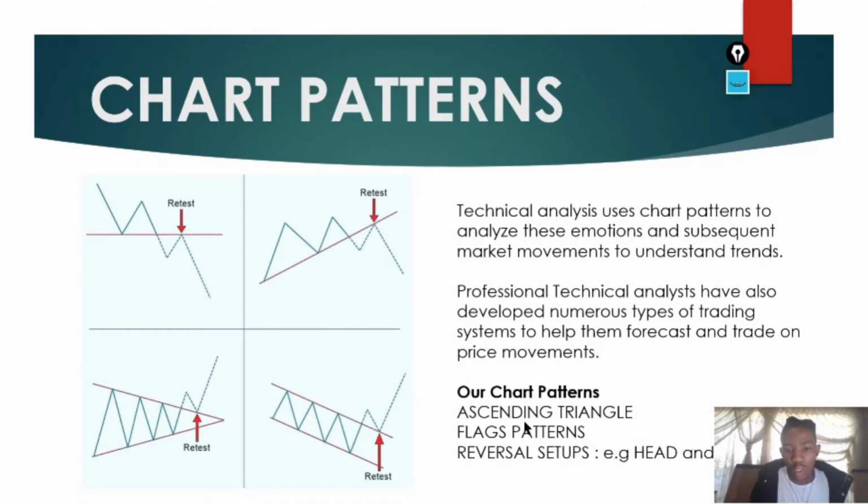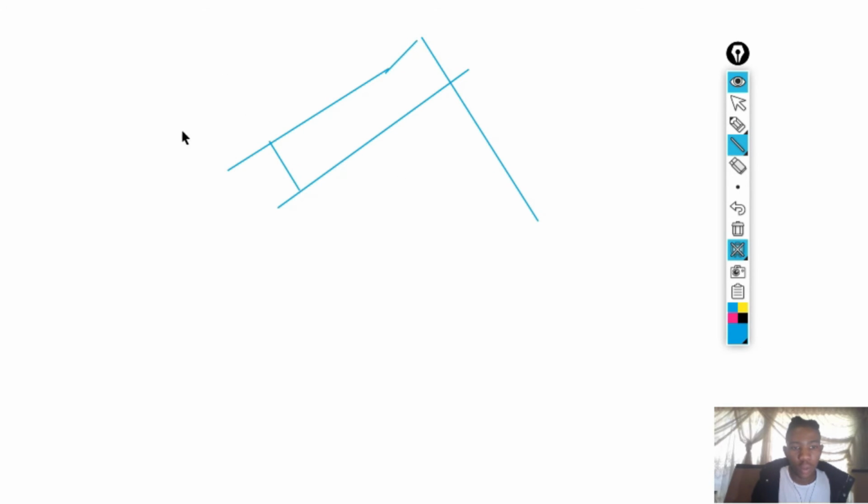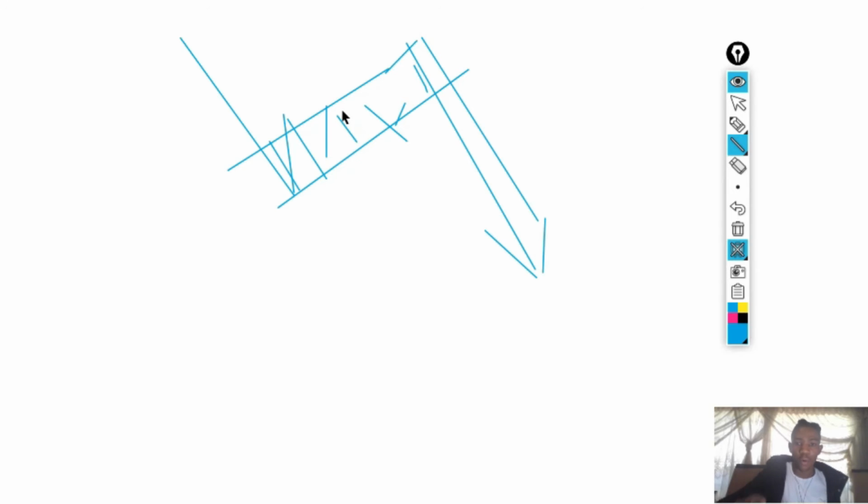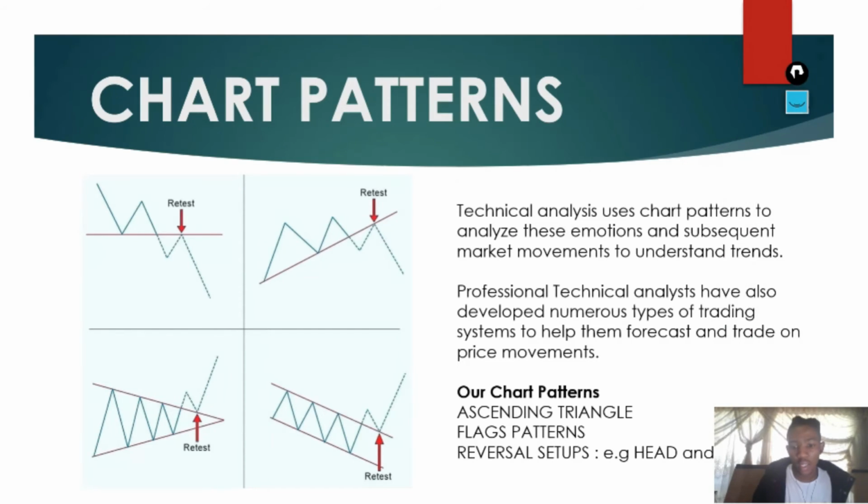So what we use is the ascending triangle. That is the one that you see here. We use flags. Okay, I don't have a flag here. Let me show you what a flag looks like. Basically, what a flag will look like is something like this. The market will come from a buy, play around here, and shoot down. If you look closely, it's like a flag. This is the setup that we use. So these are the most important things.